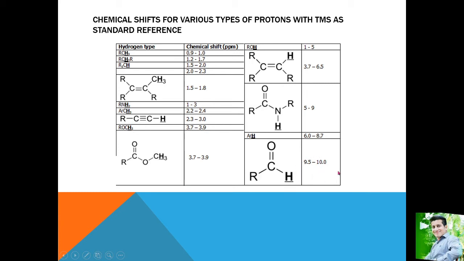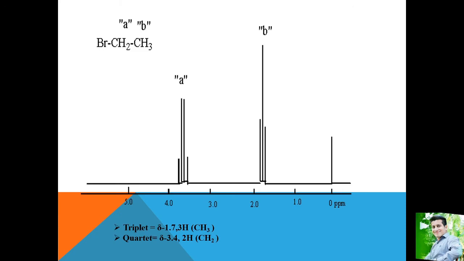The value of the aldehyde proton is 9.5 to 10. So you have to remember all these values for your interpretation of the NMR spectra, so that it can be easy to interpret the spectra or the values of the NMR.